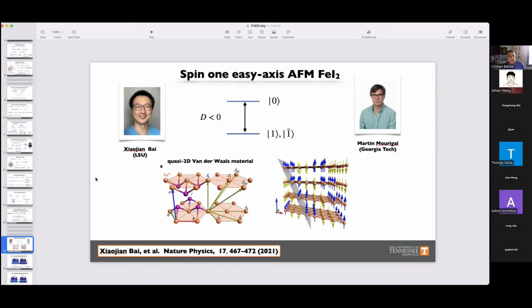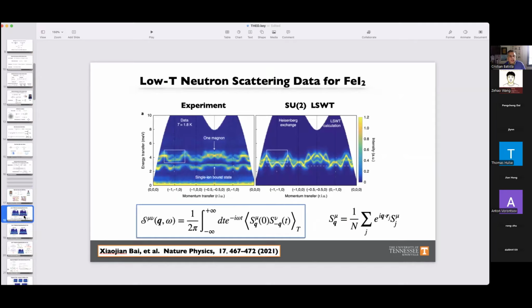Although the system is very semiclassical, when you look at this data collected by Xiao Shan when he was a student in Martin's group, he obtained this beautiful data, right? This is the dynamical spin structure factor that you can extract from inelastic neutron scattering, which is essentially the Fourier transform both in space and time of the two-spin correlator. And what they found is this kind of dispersion, right? So you see this reveals the structure of your quasi-particles.